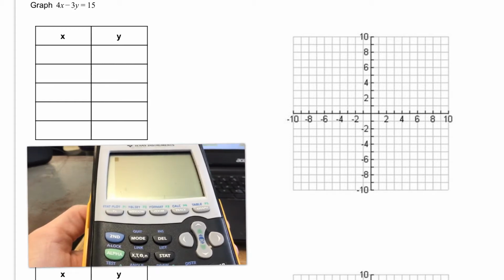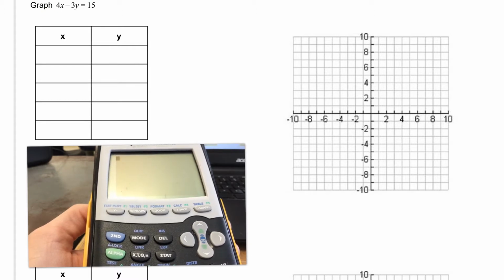In example 2, what we're going to look at is a function 4x minus 3y equals 15. It's different than example 1 because y is not already solved for by itself. So the only difference is we have to go ahead and solve for y first. So let's go ahead and do that.